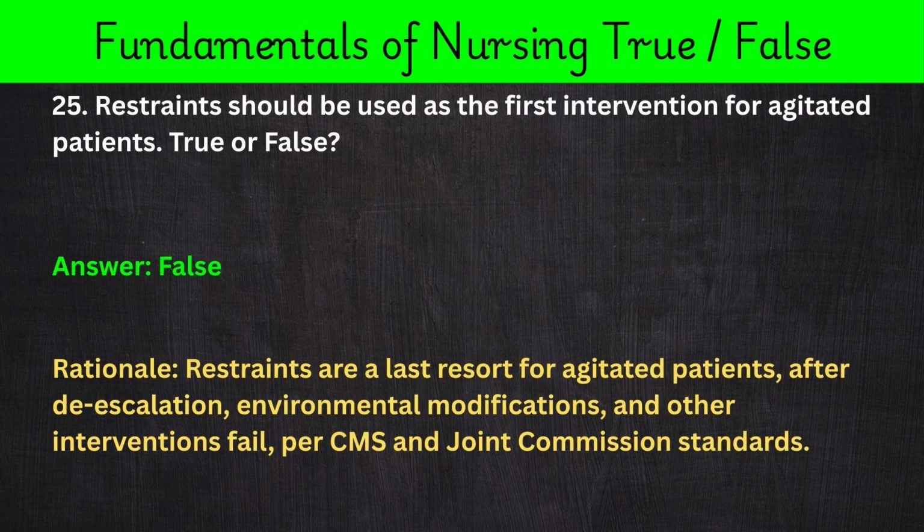25. Restraints should be used as the first intervention for agitated patients. True or false? Answer: false. Rationale: restraints are a last resort for agitated patients, after de-escalation, environmental modifications, and other interventions fail, per CMS and Joint Commission standards.